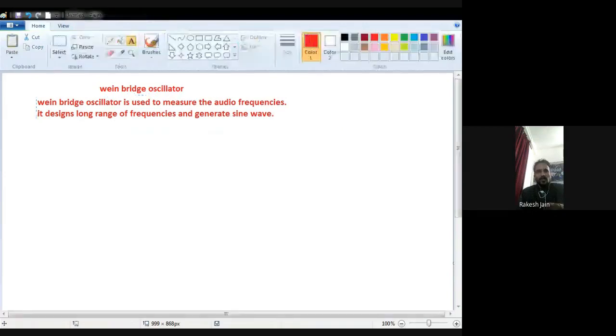There are some advantages: it supplies the signal for testing filters. First of all, it can fabricate a pure tone, provide excitation for an AC bridge, and a long range of frequencies can be spanned. There are some disadvantages also, like the circuit needs a high number of components and has a limited output frequency. So there are certain advantages and certain disadvantages of the Wien bridge oscillator.